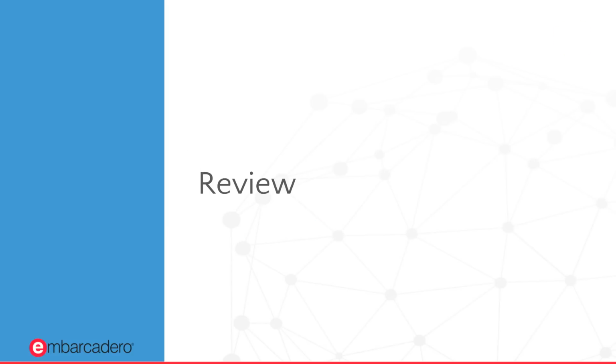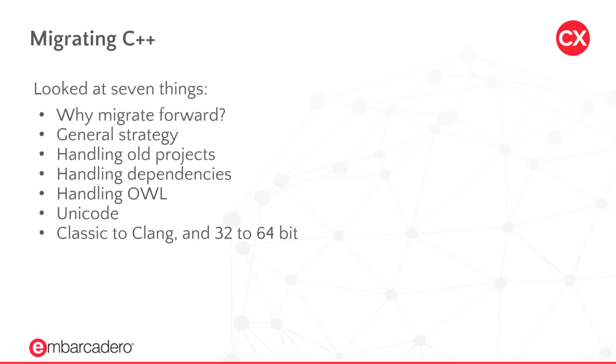So there we are. Let's have a review of everything that we've covered today. So we looked at 7 things. We looked at reasons to migrate forward. We looked at the general strategy and approach to have. We looked at how to handle the old project files that you might want to upgrade, how to handle dependencies and libraries, a couple of specifics such as handling OWL and Unicode, and then classic to Clang, briefly touching on 32 to 64-bit.